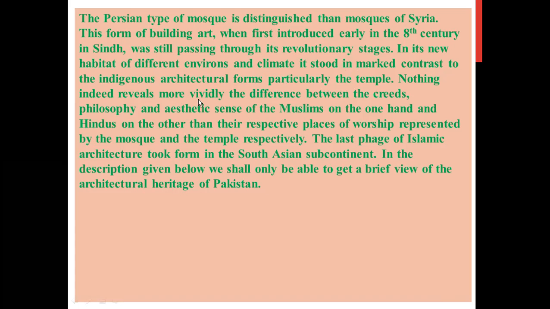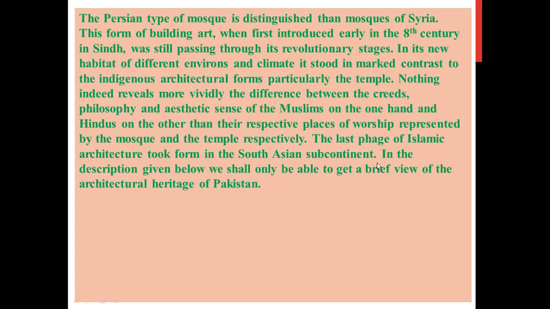Nothing indeed reveals more vividly the difference between the creeds, philosophy, and aesthetic sense of the Muslims on the one hand and Hindus on the other hand, their respective places of worship represented by the mosque and the temple respectively. And these are also good examples of architecture. The Muslims construct the mosque for worship, and the Hindus construct the temple for their own worship. So at that time, these were also good examples of architecture.